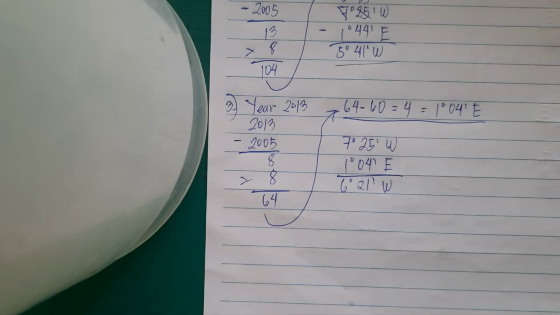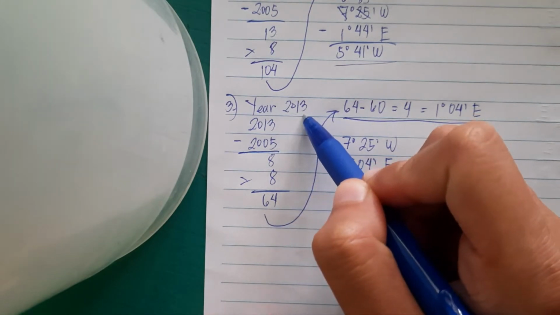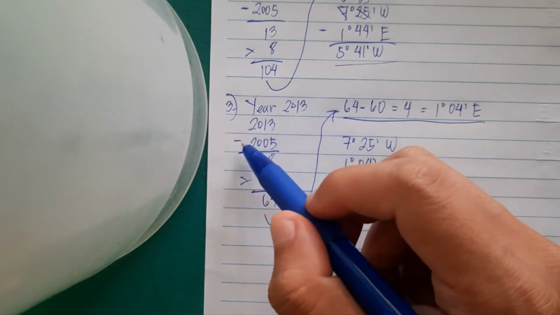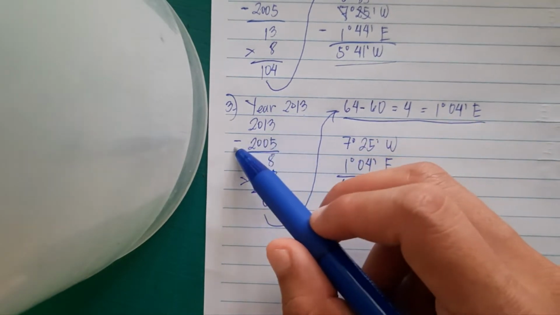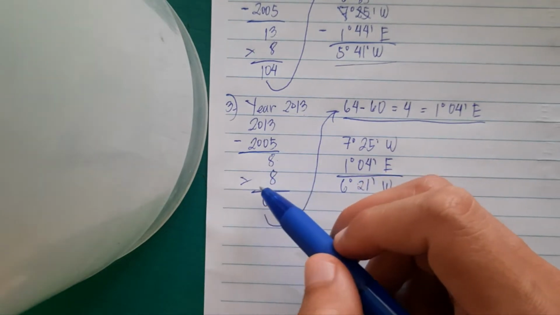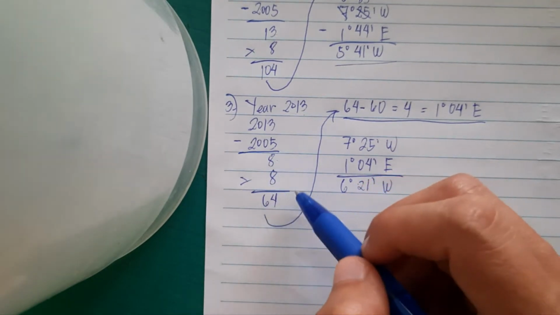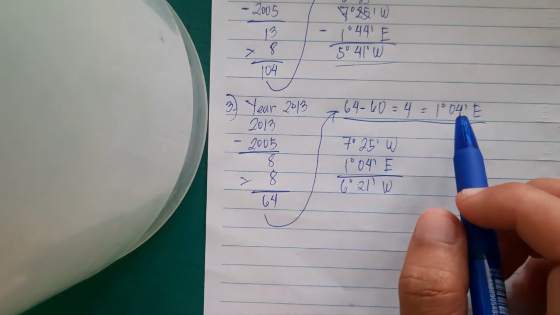And the last problem is getting the compass variation for year 2013. Same. Subtract the year. 2013 minus 2005, that's 8. And multiply it by the annual, which is 8. 8 times 8 is 64. And 64, we'll convert it to degree.